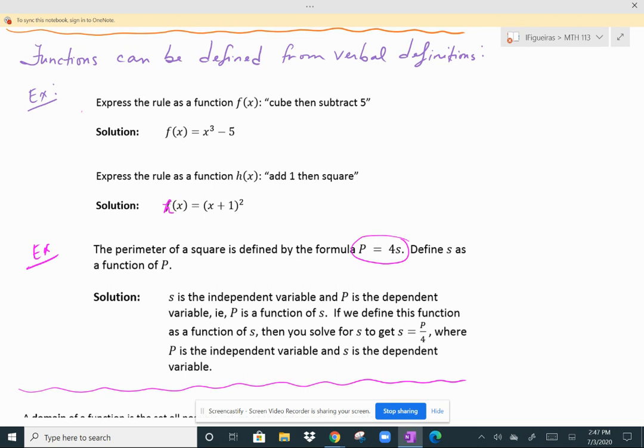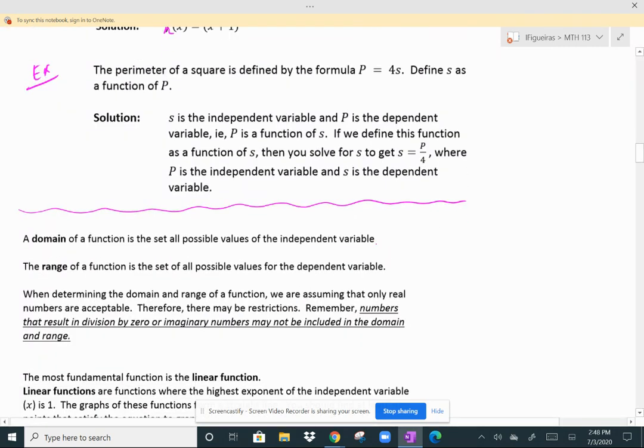So if we turn the tables and define S in terms of P, that just means that you have to divide 4 on both sides. And so S is equal to P over 4. And once you define it in that way, you would consider P to be the independent variable and S to be dependent on P. So it's just a matter of manipulating the original function. Okay. So here's more vocabulary.